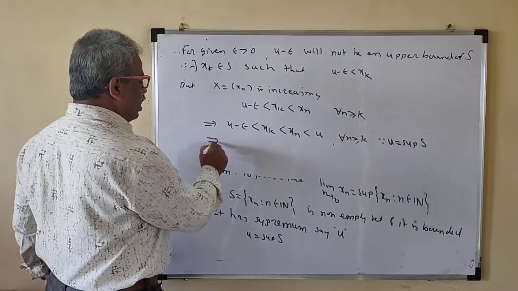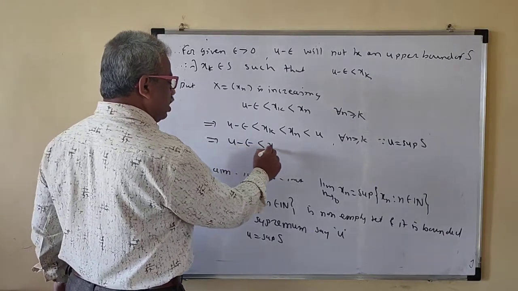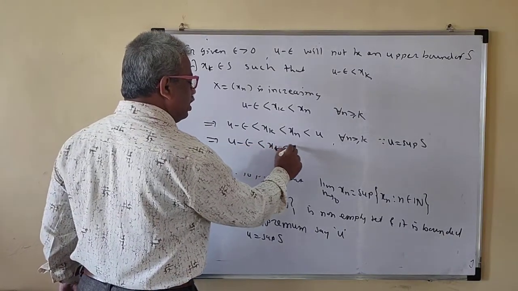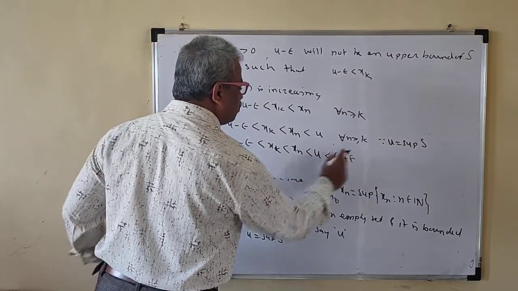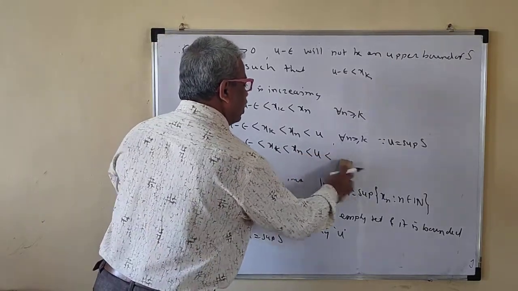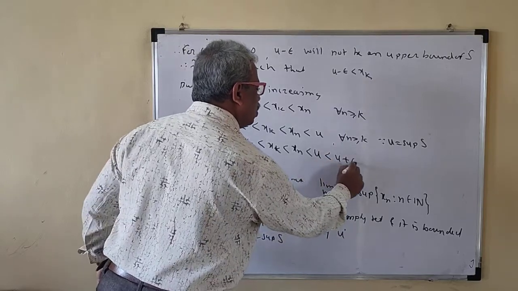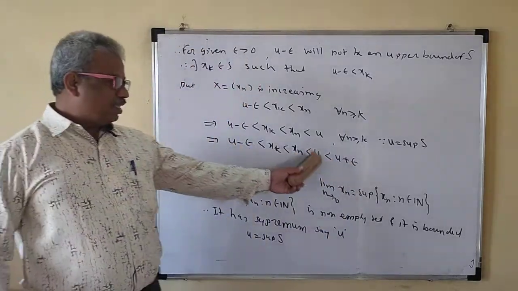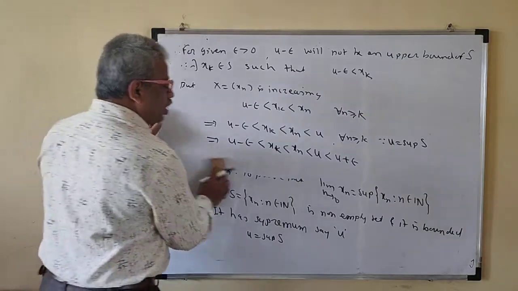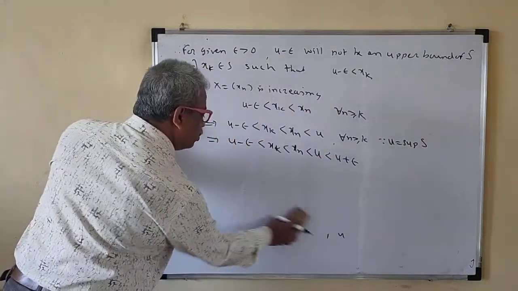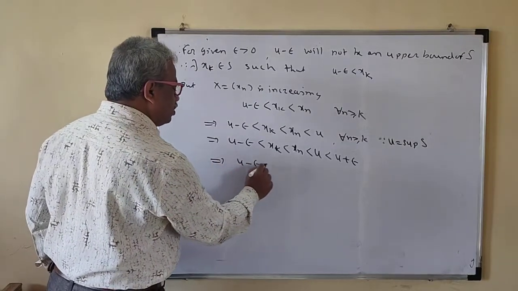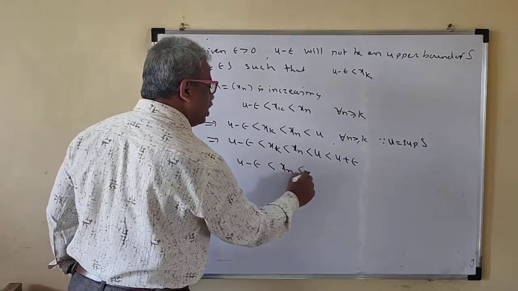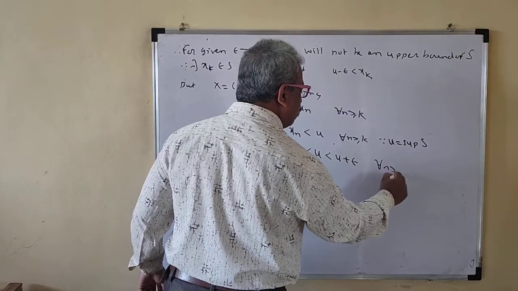So we will write this as U minus epsilon is less than xk is less than xn is less than U is less than U plus epsilon. I can write this because epsilon is positive. Okay. So U is less than U plus epsilon. So what do we have here? This implies that U minus epsilon is less than xn. This is true for all n greater than or equal to k.